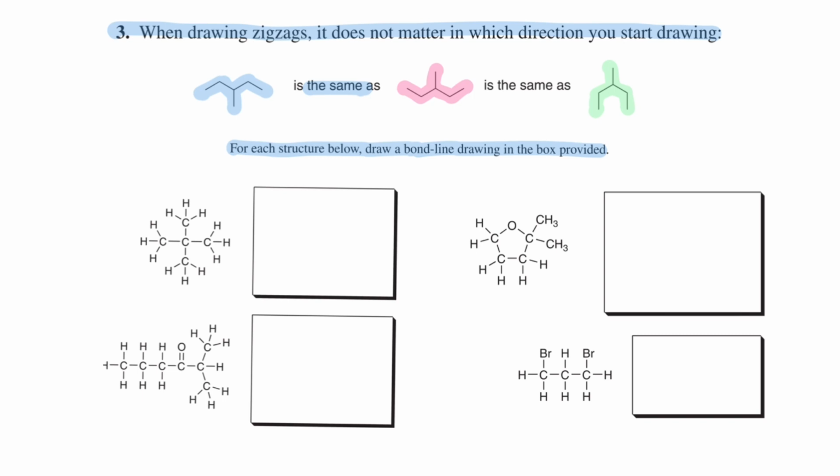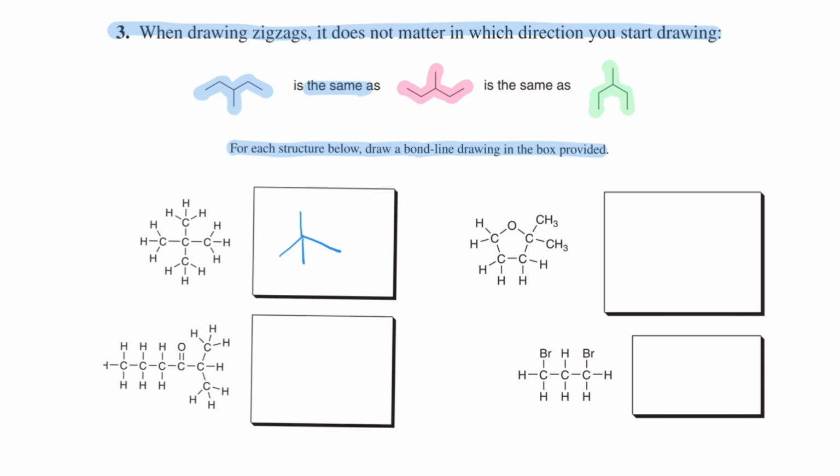Here, in the given molecule, 1, 2, 3 carbons are in a straight line. This can be drawn as, totally we have 3 carbons. So we have 1 and 2. Total number of carbon atoms are 1, 2, 3, 4, 5. This is a bond line representation.